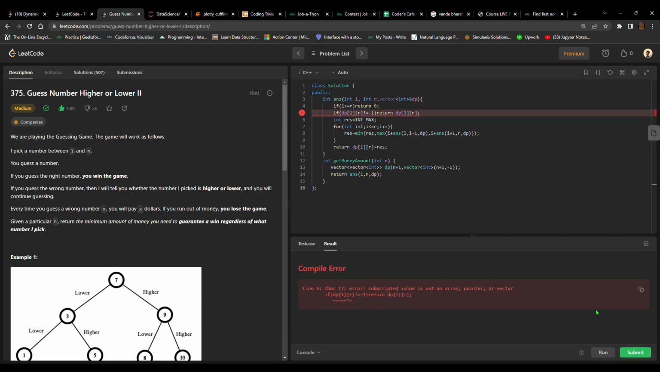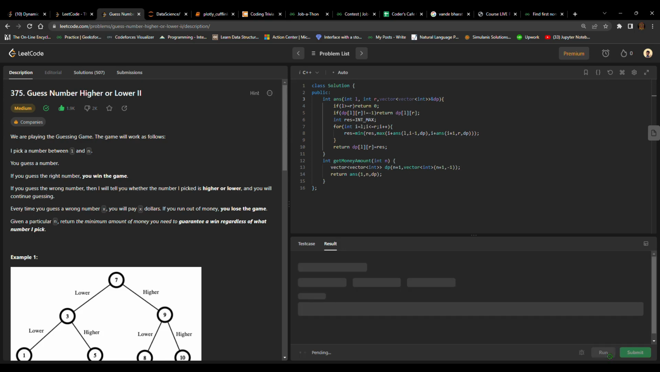This would be submitted. DP at L at R. Okay, sorry. This is not a single array. It is a vector of vector int DP. Okay, ampersand DP. Now that is very much it. I suppose no error. Okay, we are good to go.